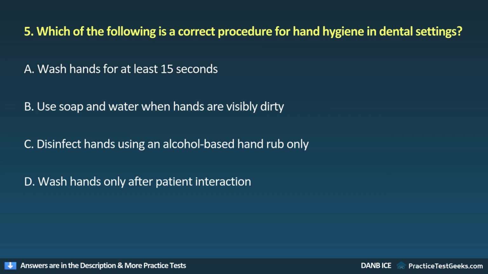5. Which of the following is a correct procedure for hand hygiene in dental settings? A. Wash hands for at least 15 seconds. B. Use soap and water when hands are visibly dirty. C. Disinfect hands using an alcohol-based hand rub only. D. Wash hands only after patient interaction.